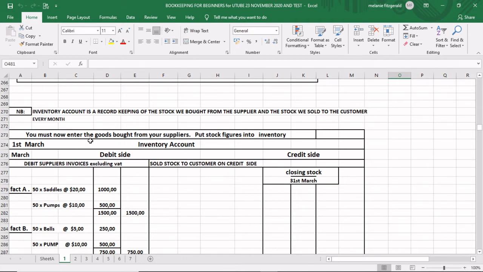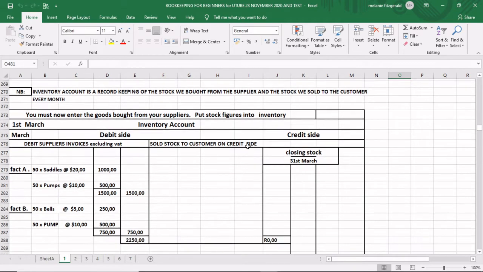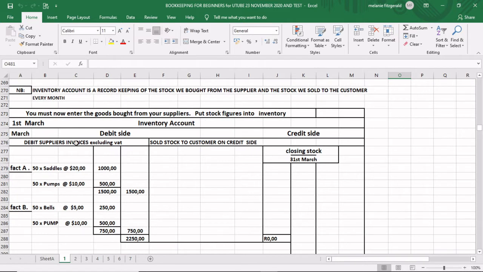Okay, so we must now enter the goods bought from the suppliers and put the stocks into inventory, and that's exactly what we're going to do now. We're only going to fill out the debit side. We're going to do the credit side when we sell those stocks. When customers come and buy from us, and we sell that stock to those customers, we're going to put it here on the credit side.